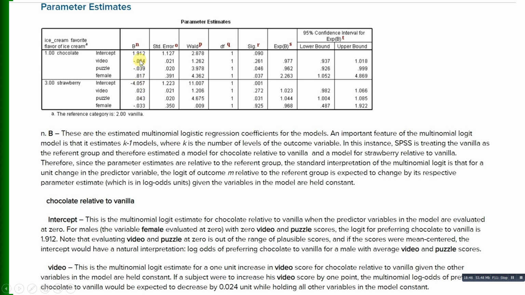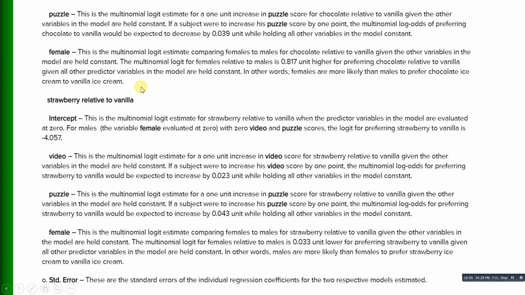Now coming to puzzle, the coefficient of the puzzle is the multinomial logit estimate for a 1 unit increase in puzzle score for chocolate relative to vanilla, given the other variables in the model are held constant. If a subject were to increase his puzzle score by 1 point, the multinomial log odds of preferring chocolate to vanilla would be expected to decrease by 0.039 unit while holding all other variables in the model constant.